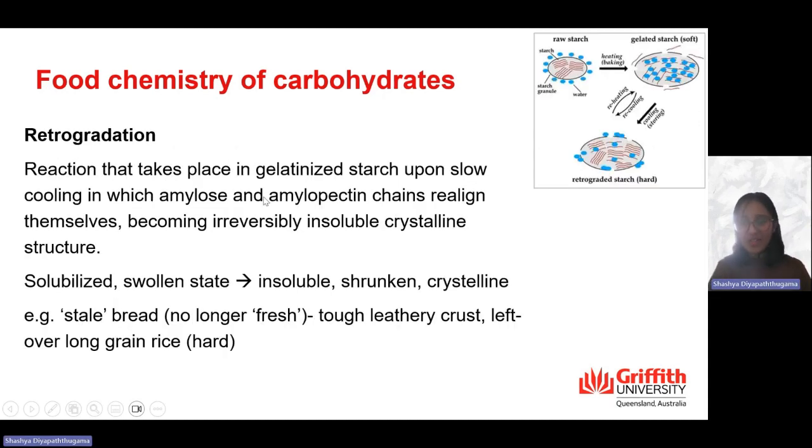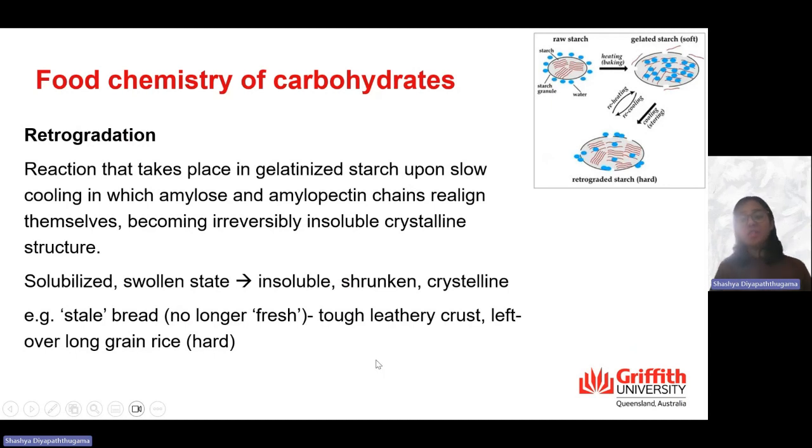And the next reaction is retrogradation. This is also happening in the gelatinized starch. If we cool the gelatinized starch slowly, then it undergoes retrogradation. The amylose and amylopectin chains, which had previously lost their three-dimensional structure due to heating, due to undergoing gelatinization, now try to realign themselves, and this becomes more crystalline. So the solubilized swollen state, which we could see during gelatinization, is now becoming insoluble, shrunken, and crystalline.